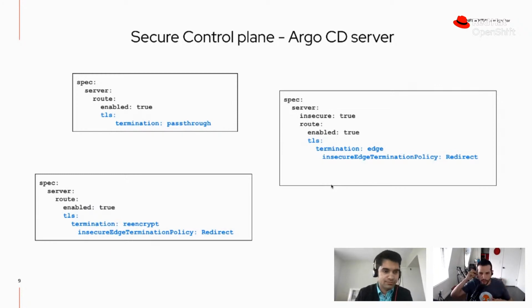What vertical you're working on? Because for me, I've always liked edge, because if someone gets into my network and is sniffing my Argo CD traffic, I have bigger problems, right? There are much more interesting things on my network. But that's not to say that re-encrypt is not the best thing.